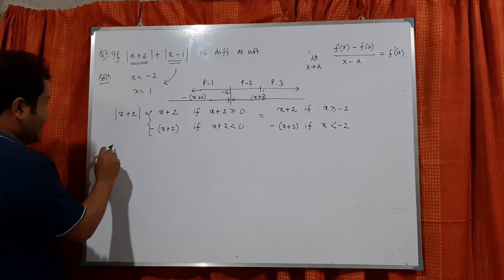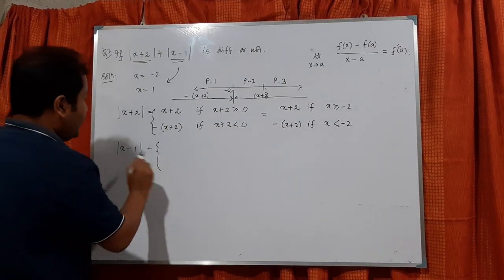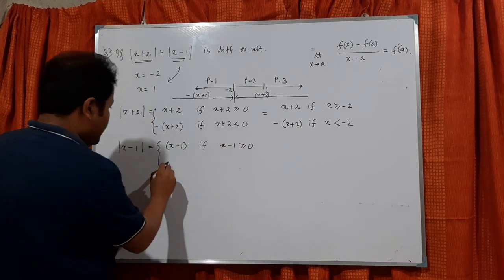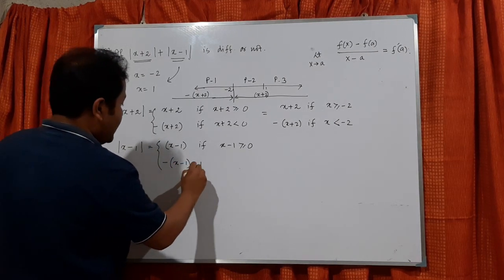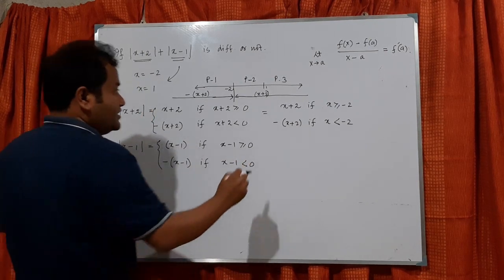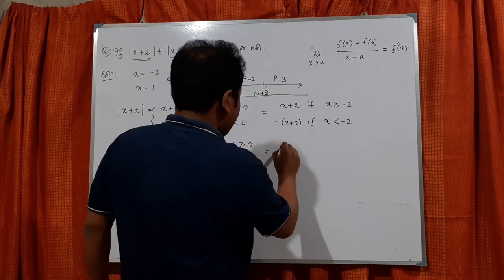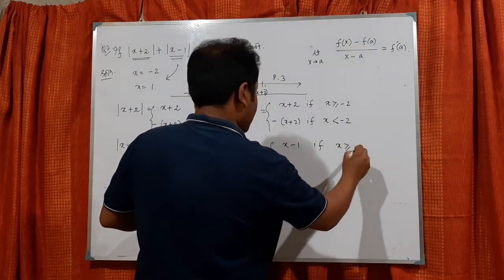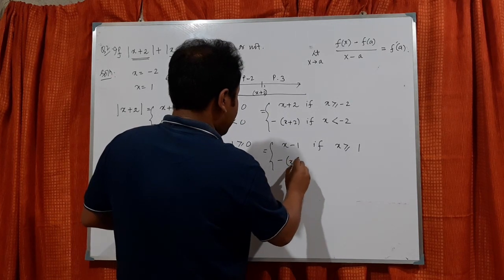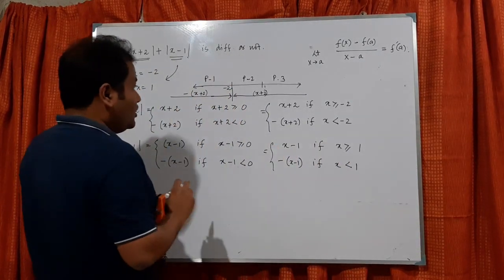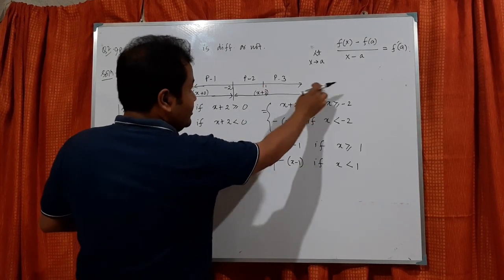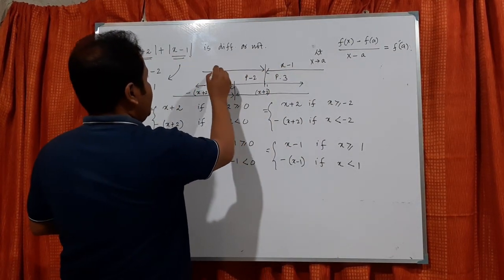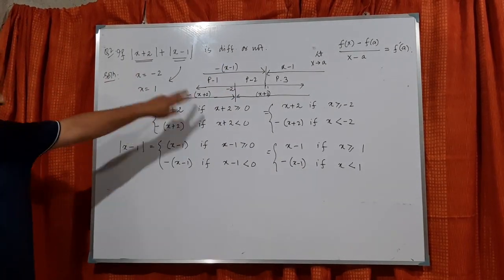Okay. Similarly, for the second function mod x minus 1, it will be x minus 1 if x minus 1 greater than equals to 0, and minus of x minus 1 if x minus 1 less than 0. So basically we have got x minus 1 if x greater than equals to 1 and minus of x minus 1 if x less than 1. So if x greater than equals to 1, from this portion it is x minus 1 and from this portion it is minus of x minus 1. So I think first you can observe this.